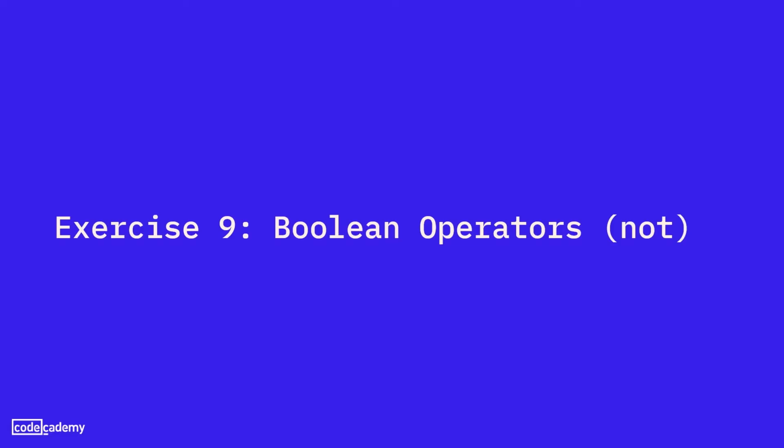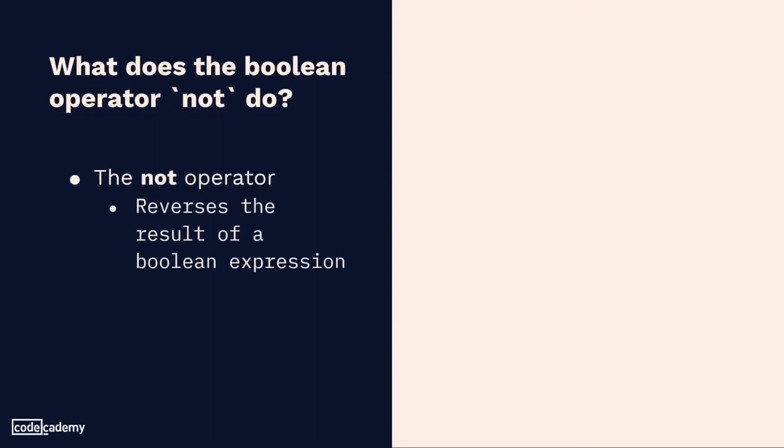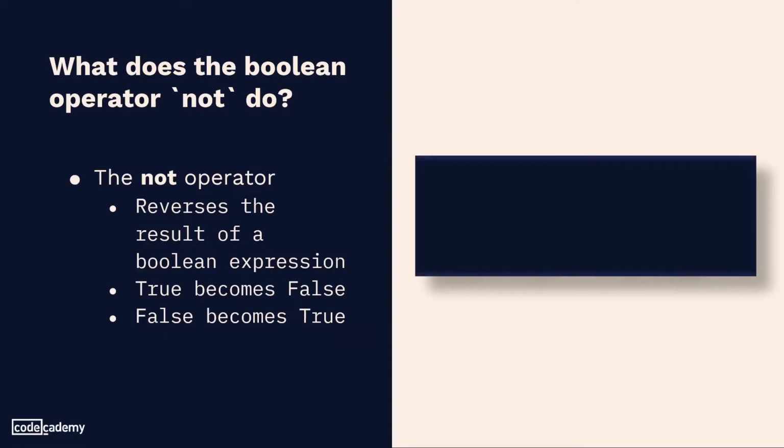Exercise number 9. Boolean operators, not. In this exercise, we'll learn what not does and how to use it with Boolean expressions. So what does the not operator do? The not Boolean operator flips the result of a Boolean expression. If the result would have been true, then false is returned. Otherwise, if false would have been returned, then true is returned instead. Let's look at some examples on the right.